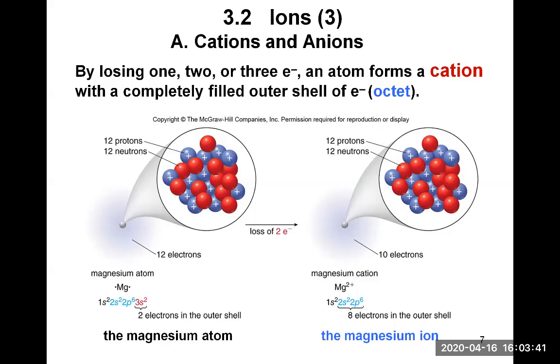So magnesium likes to become a magnesium 2+ ion because now it has 10 electrons. And again, it's to be like neon. By having 10 electrons, it is like neon, which has 10 electrons. That means magnesium this way has 8 valence electrons in its outer shell, and that makes an octet, and that makes magnesium happy.